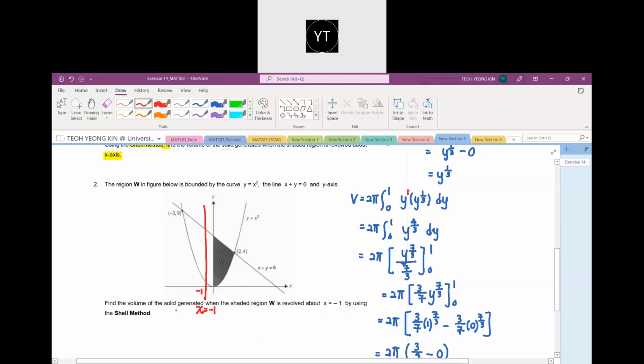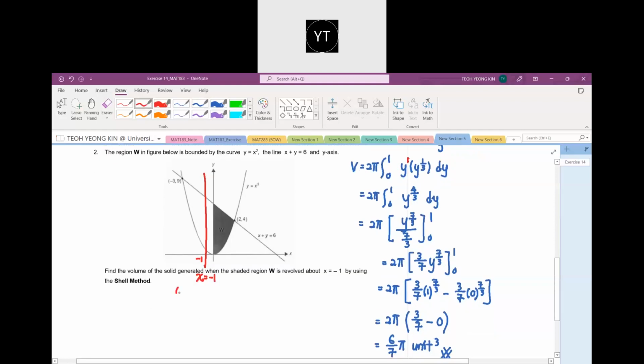So using the shell method, this one is a vertical line of revolution.